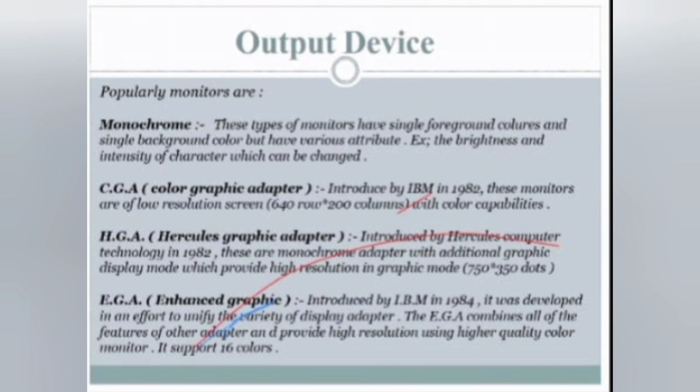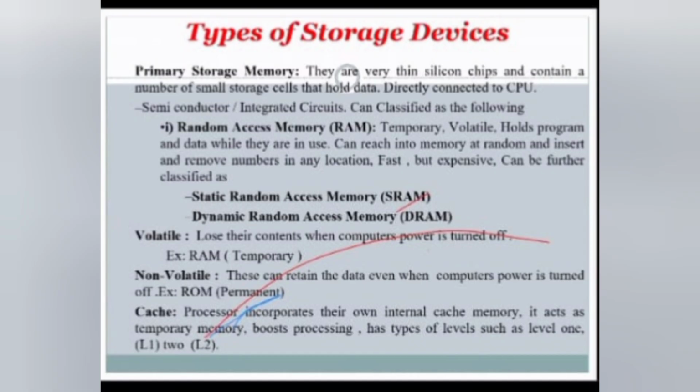And the next slide is about types of storage devices. In this, first we will discuss primary storage memory. From the name we can say that it is a very thin chip and contains a number of small storage cells that hold data, directly connected to the CPU. It is a semiconductor, also known as an integrated circuit, and can be classified into the following, like RAM.